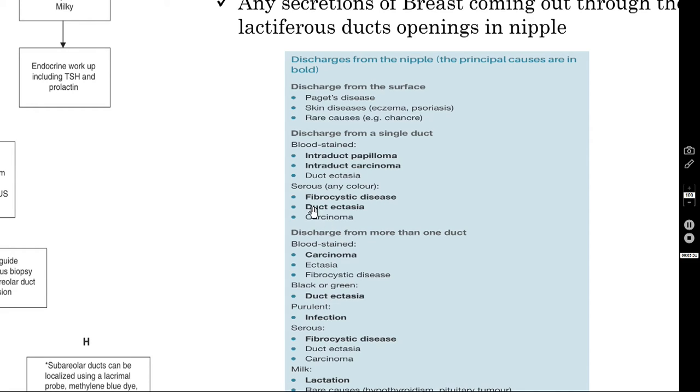And suppose the discharge is from many ducts and the color of the discharge is black or green, you have to think of duct ectasia, or even if it is creamy in color, you have to think of duct ectasia.